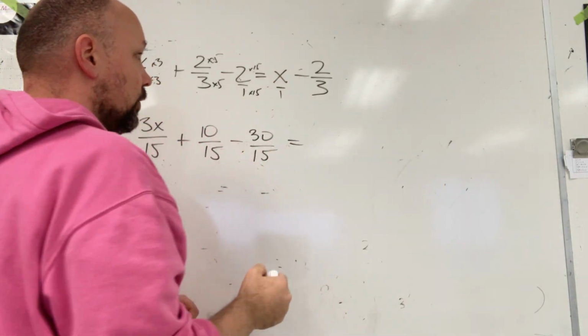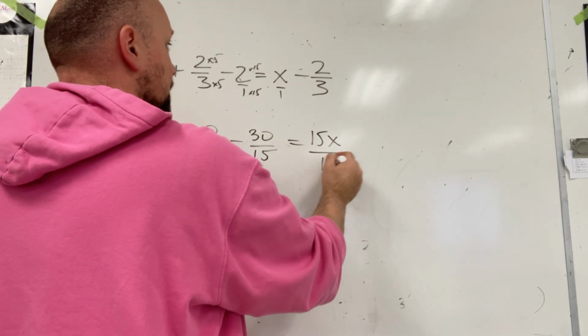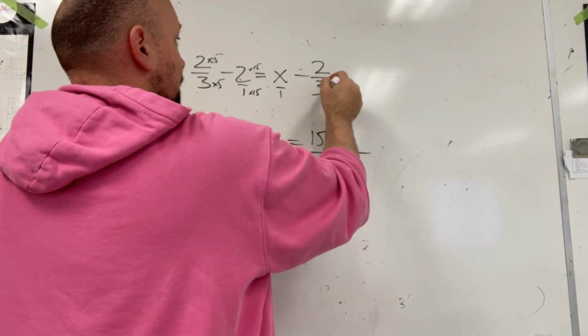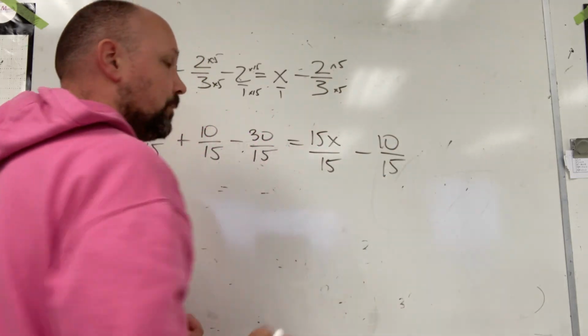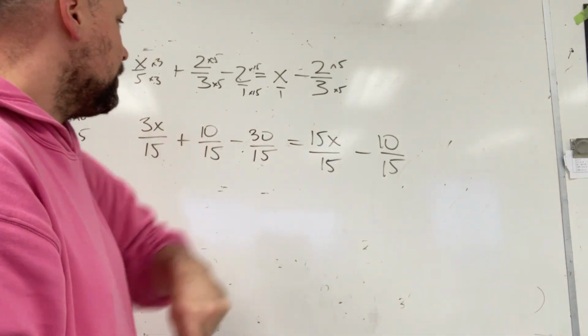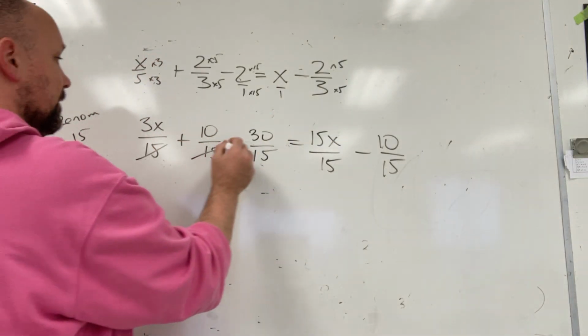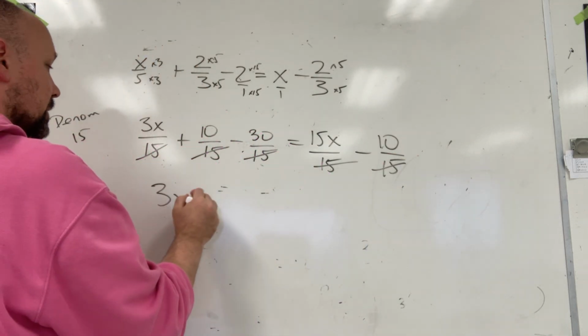x is, again, over 1, so times 15, times 15. That gives me 15x over 15. And then minus 3 times 5, so 10 over 15. Okay? And now, again, I can just multiply everything by 15, and this dividing by 15 business goes away. So I'm just solving this equation.